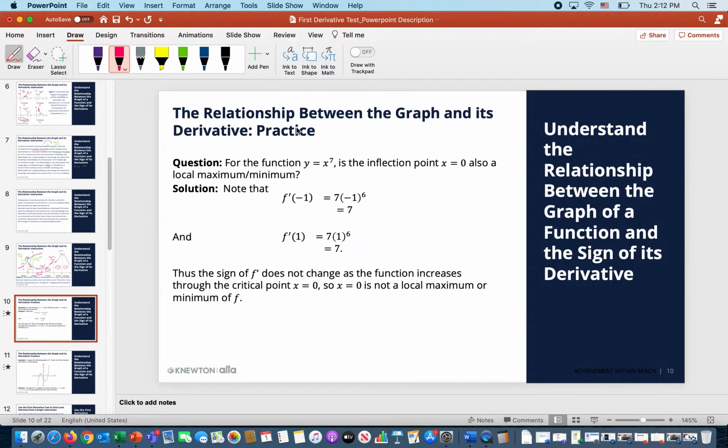Okay, so let me go back here. Take a look at the function y equals x to the 7th. Is the inflection point x equals 0 a local max or min? In other words, what we want to know when we ask whether this point is a local max or min is: does the derivative change signs at x equals 0?